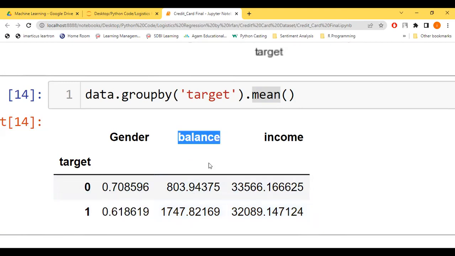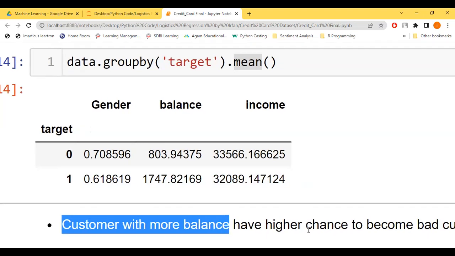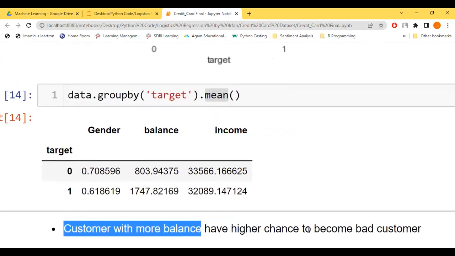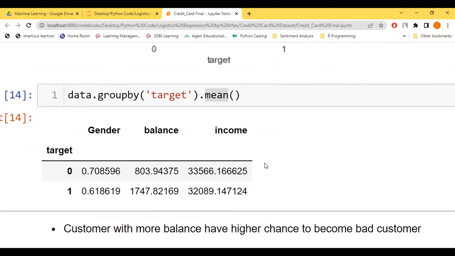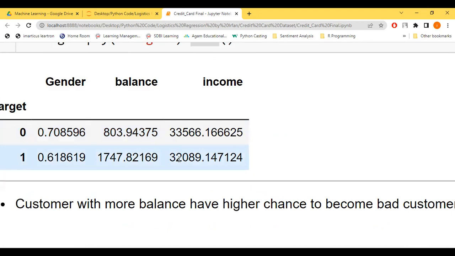Now for balance. Can I say the lower the balance, the better the customer, and the higher the balance, the worse the customer? So can we say the customer with more balance has a higher chance to become a bad customer? This is your trend analysis, what you are finding in the EDA part. For income, can we differentiate? The lower the income, the higher the chance you will become bad. But in our data, the difference is very small, so that's why the point is not written.